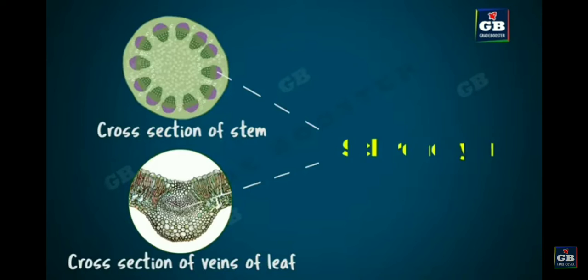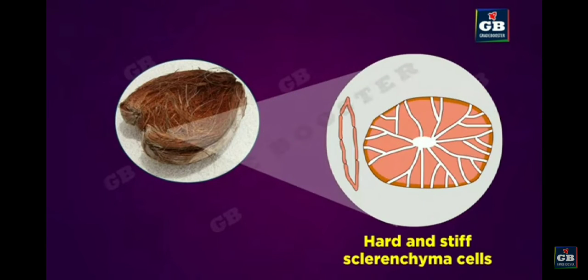This tissue is located around the vascular bundles in the stems and in the veins of leaves. It is also located in the covering of seeds and nuts. The covering on the coconut, that is the coconut husk, is made up of sclerenchymatous tissue.